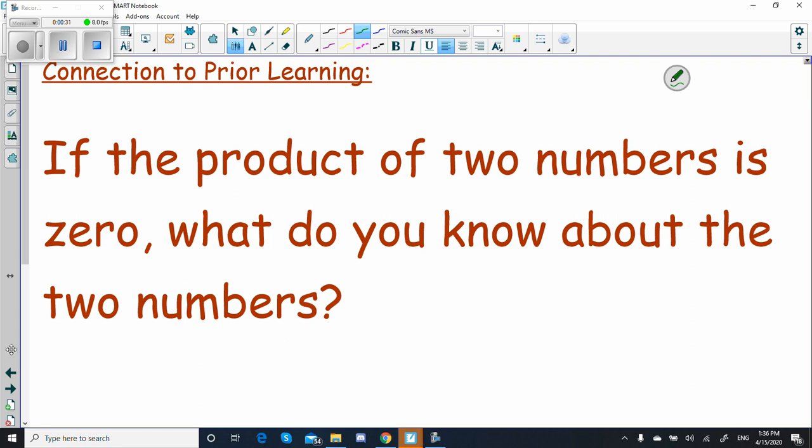So the first thing we need to know is if the product of two numbers is 0, what do we know about the two numbers? Well, hopefully you know the product means multiply, and if we're multiplying two numbers, something times something equals 0, we know that one of them has to be 0 in order for the product to be 0. And we're going to be using that zero property today to come up with our answers for solving.